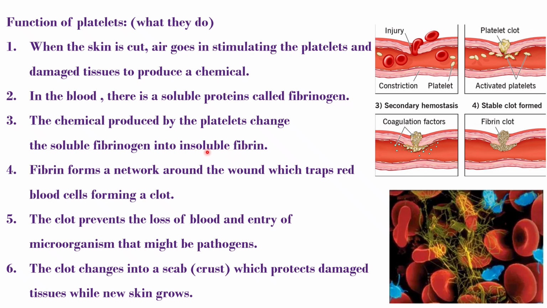It changes into a different protein. This time it is insoluble. Now it forms a clot. It forms like a wall to stop the injury and stop the blood from going outside. The fibrin, the protein that is insoluble now, is a network around the wound, the injury, which traps the blood and forms a clot.